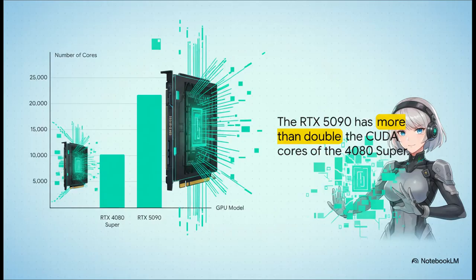And just look at the difference this makes. I mean, wow. The CUDA cores are basically the little engines inside the GPU, and the 5090 has more than double the cores of the 4080 Super. That's a massive brute force advantage for any AI calculation you throw at it.